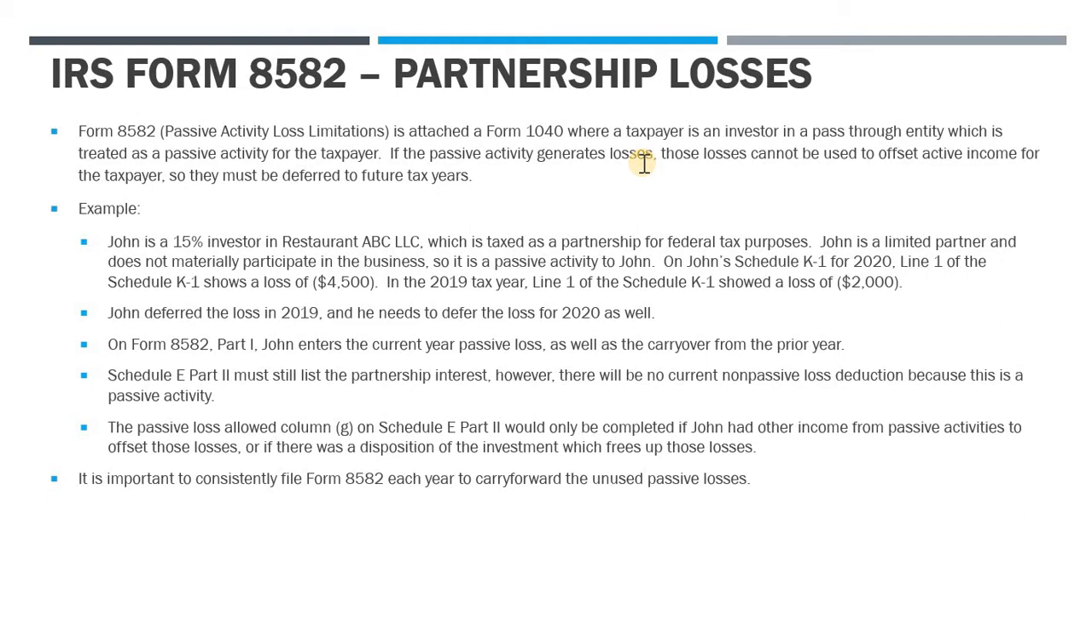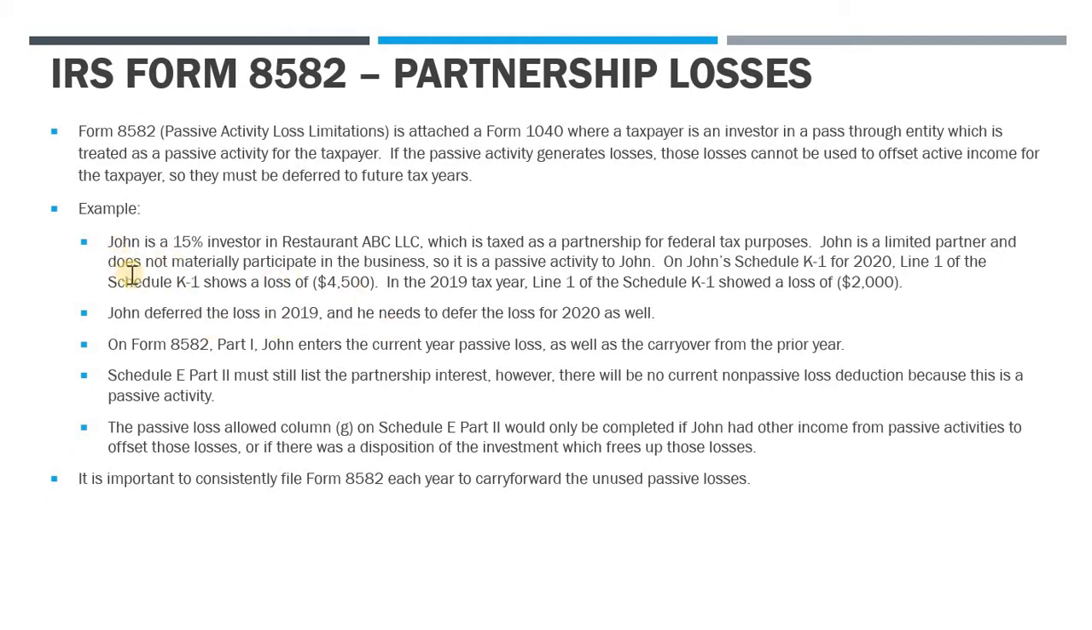Okay, now they're not lost forever, right? This is why the 8582 exists, because you have to report the losses and then suspend them or defer them to future tax years. So let's look at an example here for John and his ownership interest, and then we'll look at the 8582 and hopefully that'll be a little clearer.